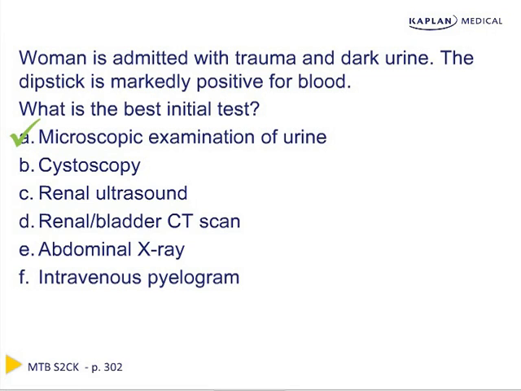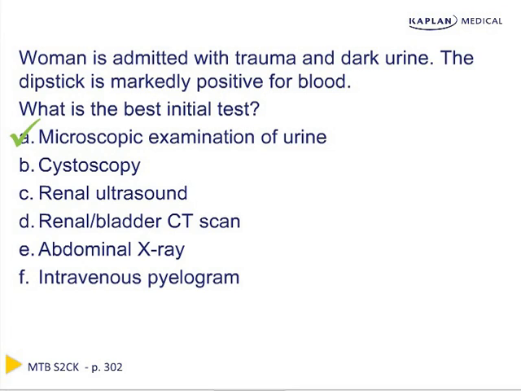It is A, microscopic examination of the urine. In this clinical scenario, we just have a classic history for rhabdomyolysis. We have a woman who's admitted with trauma, her urine is dark, and the dipstick is positive for blood. So the next logical step is to actually take a look at the urine under a microscope and see if red blood cells are present or not. Remember that we can't actually call something hematuria unless we see the red blood cells in the urine.